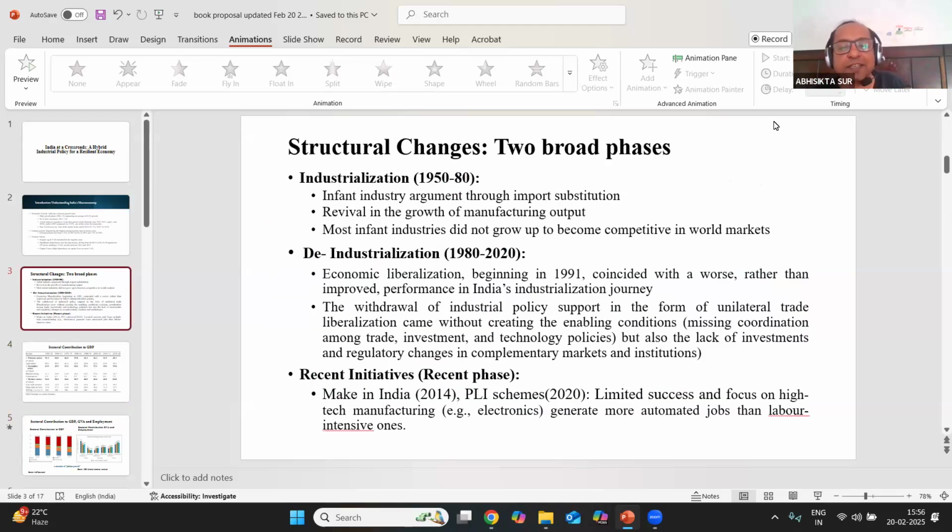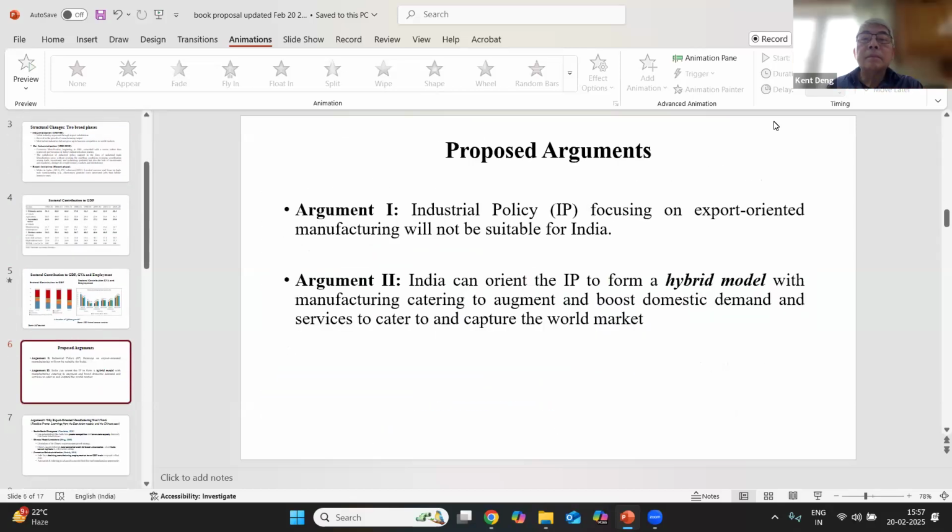However, if we go back, we see that in recent periods, India has again tried to refocus on industrialization, but this time we are trying policies of selective industrialization, like Make in India and the PLI schemes, which were trying to perhaps replicate the East Asian or Chinese models of export oriented manufacturing policies. Based on this context, sir, we propose two arguments.